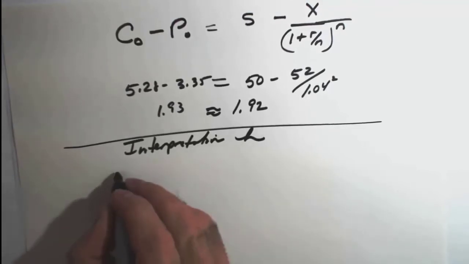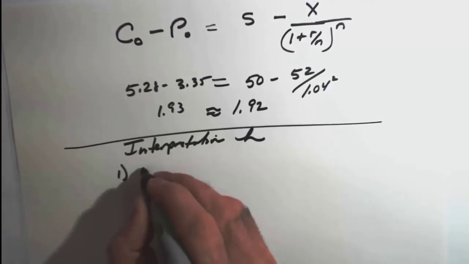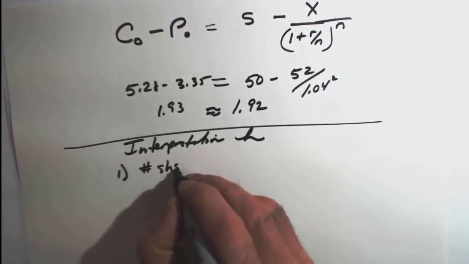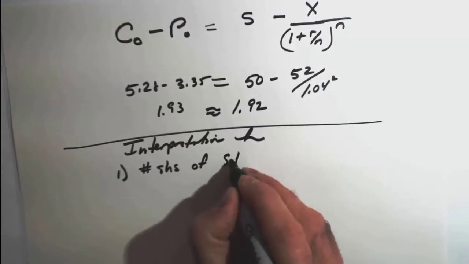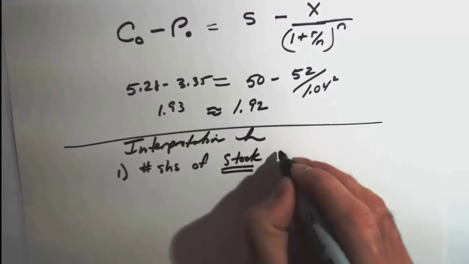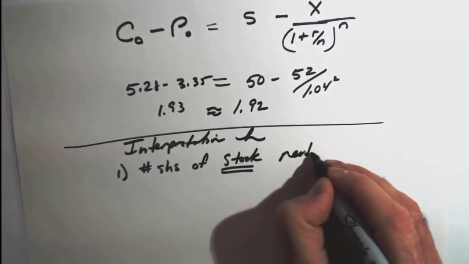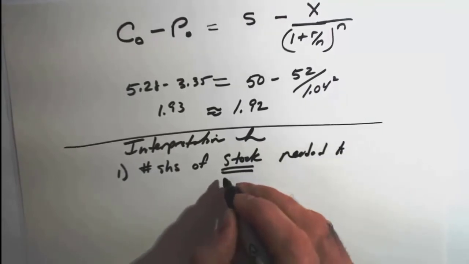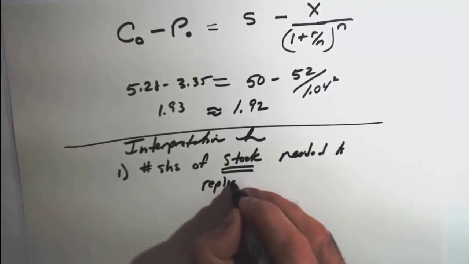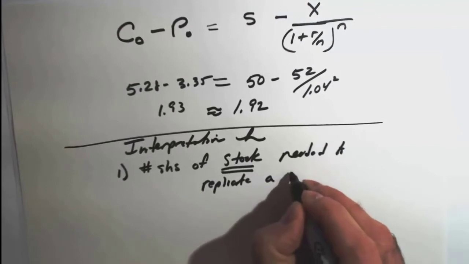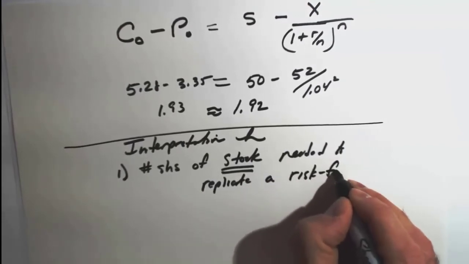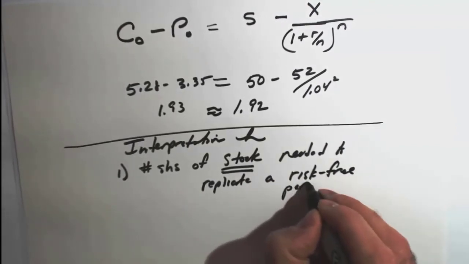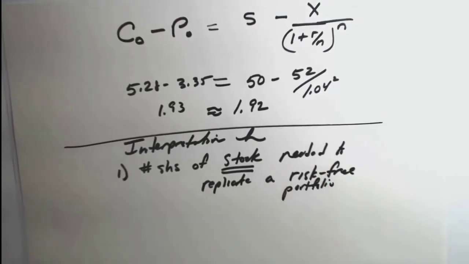The first way is it's the number of shares of stock, in this case, needed to replicate a risk-free portfolio. So we created a risk-free portfolio with just the right number of shares of stock, H.